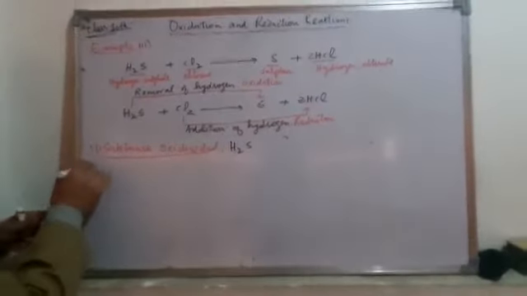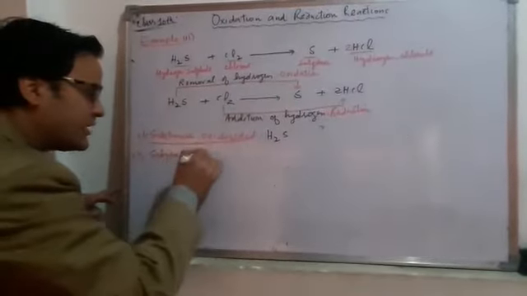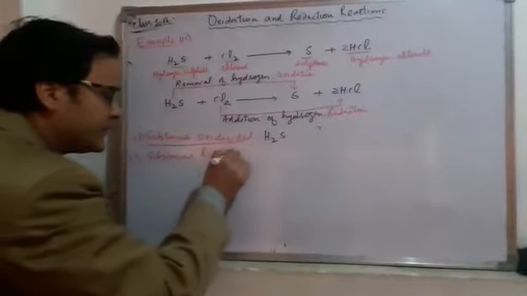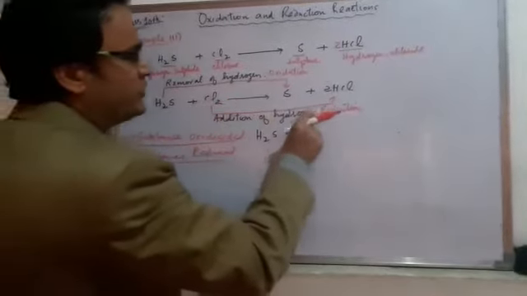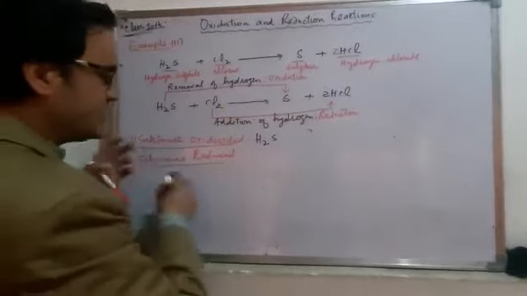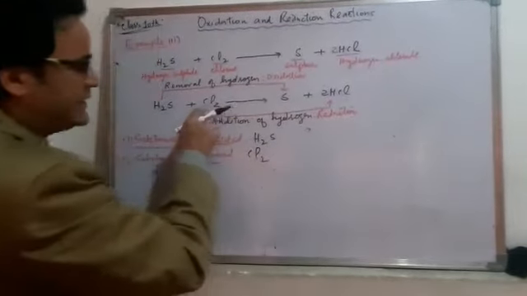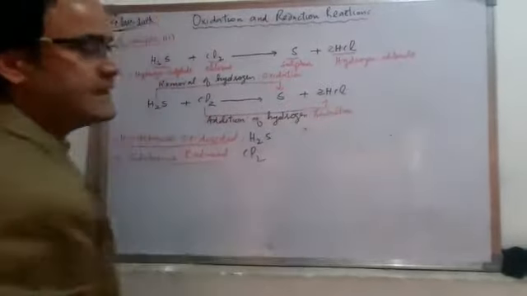Okay. Now the substance reduced. Substance reduced is the substance on which reduction takes place, and this is chlorine. Cl2 is the substance reduced because Cl2 is being reduced to HCl.